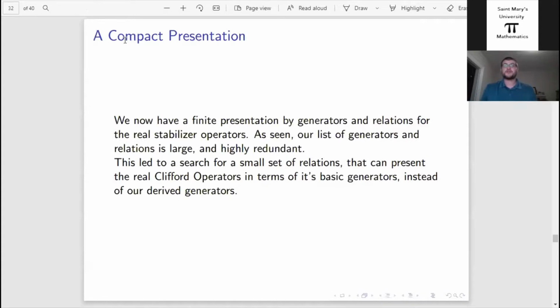Our goal was to trim this down to a presentation of the real Clifford operators in terms of the basic generators and some more seemingly natural, smaller, compact rules on these basic generators.